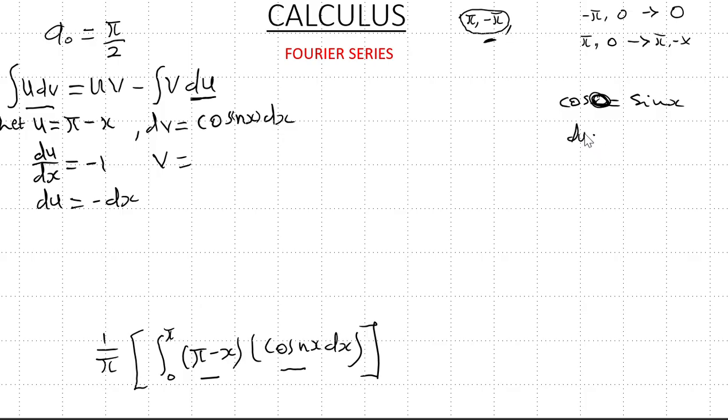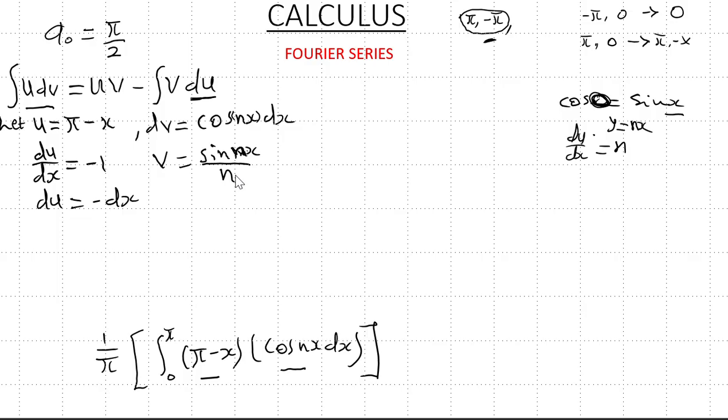Let y be equal to nx. So dy dx of this is going to be n. And we know that integrating cos gives sin. So the final answer for integrating cos nx is sin nx all divided by n. That is going to be for v. So we have our v now. Okay, so now we have them all.